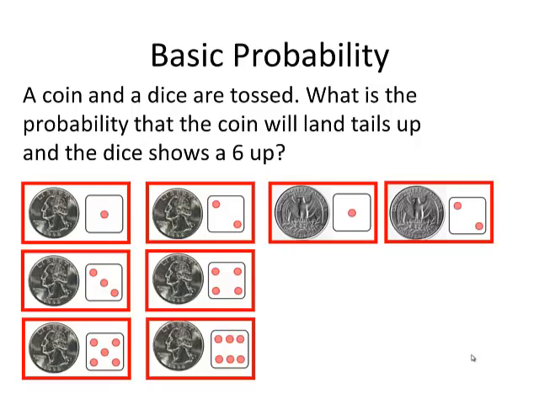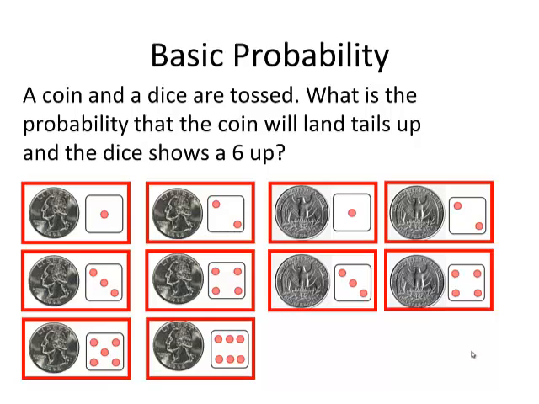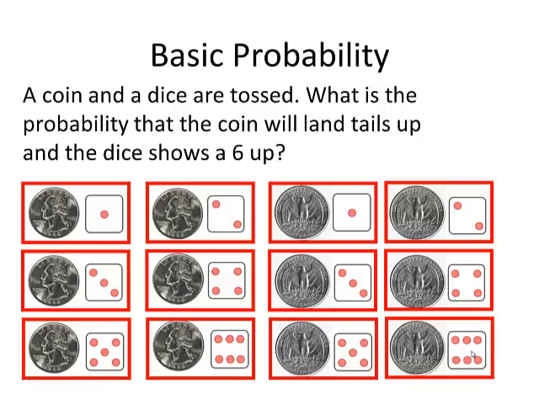You can have tails with a 1, tails with a 2, tails with a 3, tails with a 4, tails with a 5, and tails with a 6. So there are 12 outcomes, and there's only one that I want, the tails with the 6. Now remember from the fundamental principle of counting, we have 2 ways that we can do a coin, and 6 ways we can roll a dice. So 2 times 6 is 12. Okay, fundamental principle of counting.